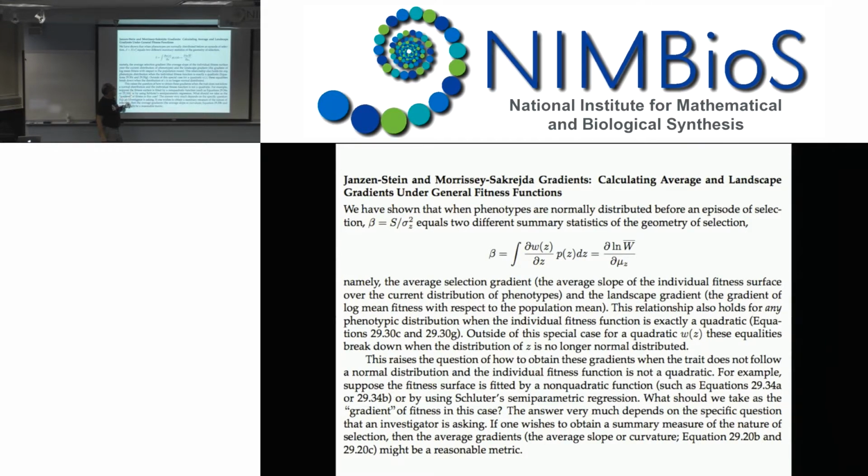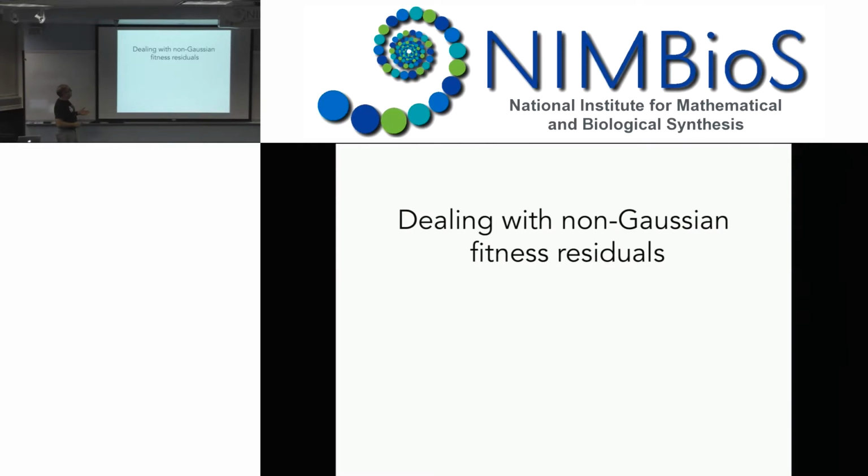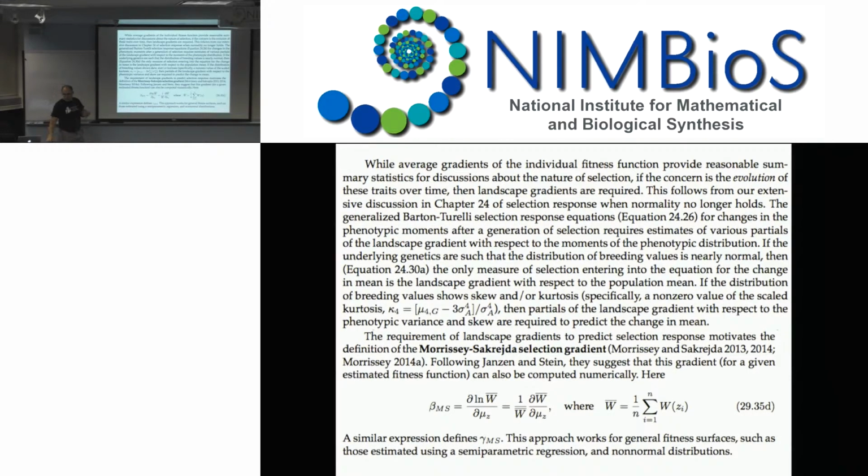If you don't have normal data and your fitness function isn't a quadratic, then these equalities no longer hold. The Jansen-Stein allows you to compute this numerically, and the Morrissey also allows you to compute this numerically. These may differ. This gives you average curvature, which is of some interest. This here gives you the term you need to predict how the character is going to change. Okay? So these are general extensions of those ideas.